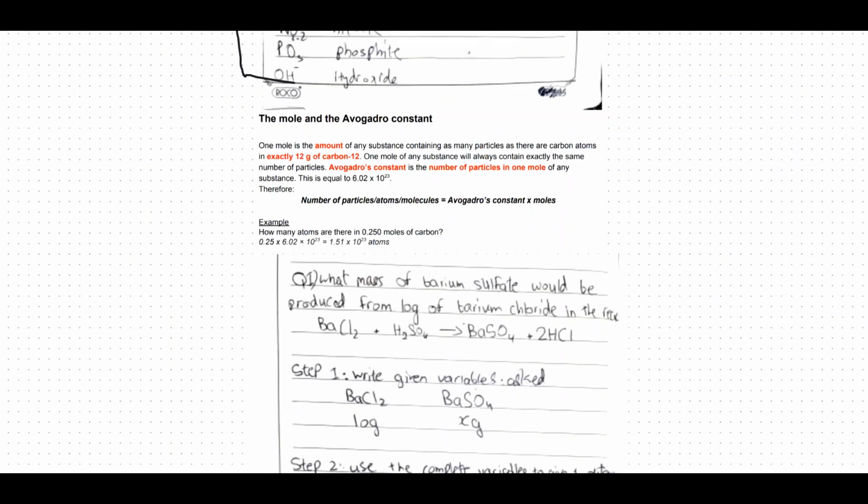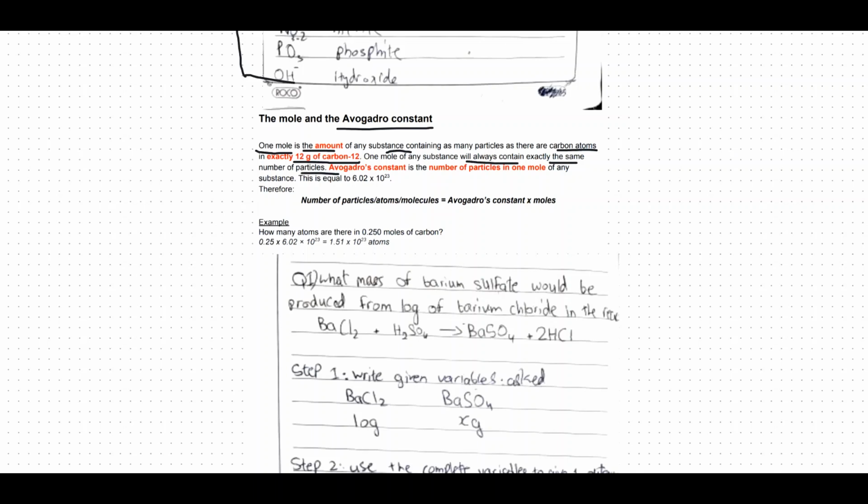What is the Avogadro's constant? Avogadro's constant is when 1 mole is the amount of any substance containing as many particles as there are carbon atoms in exactly 12 grams of carbon-12. 1 mole of any substance will always contain exactly the same number of particles.